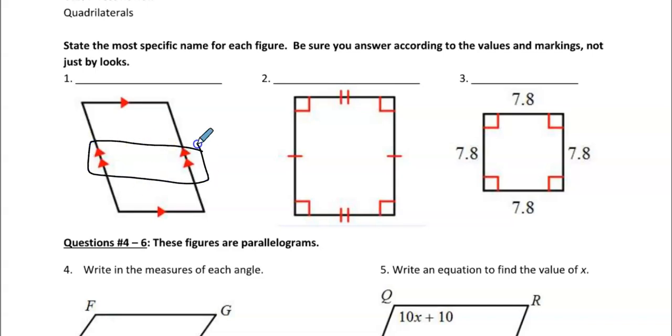Remember when we have arrows like this, that means those two sides are parallel. When we have arrows here, that means those two sides are parallel. Okay? We know nothing about the angles. All we know is that the opposite sides are parallel, so we're going to call that a parallelogram.